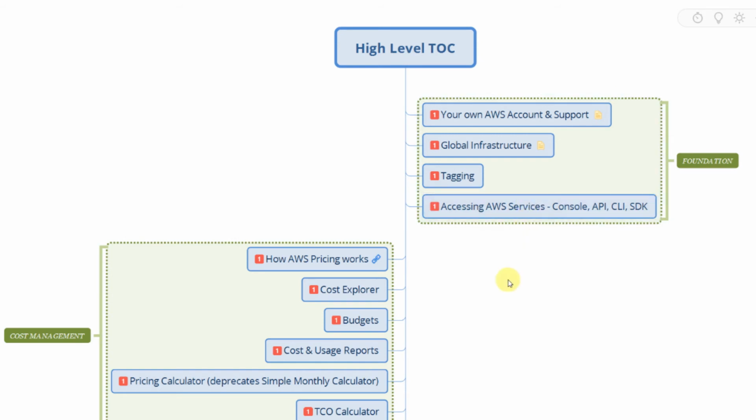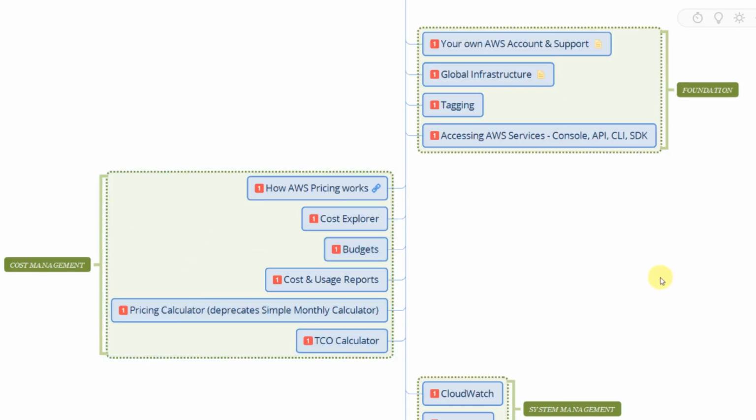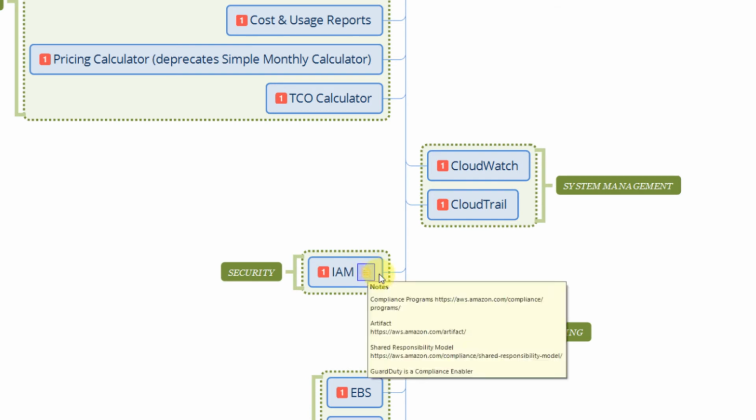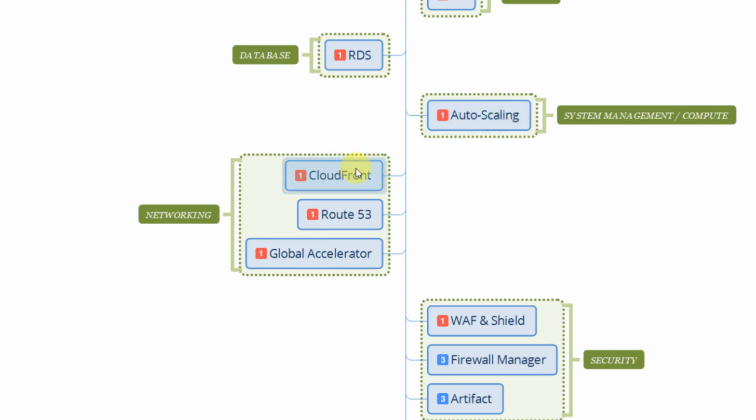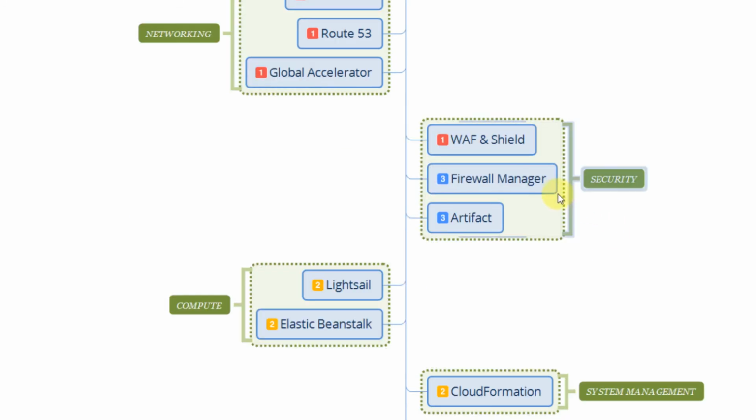So foundation, cost management, system management, IAM, VPC, EBS, EC2, ELB, S3, RDS, auto scaling, CloudFront, Route 53, Global Accelerator, WAF and Shield. These are all 1s. Firewall Manager and Artifact are 3s.